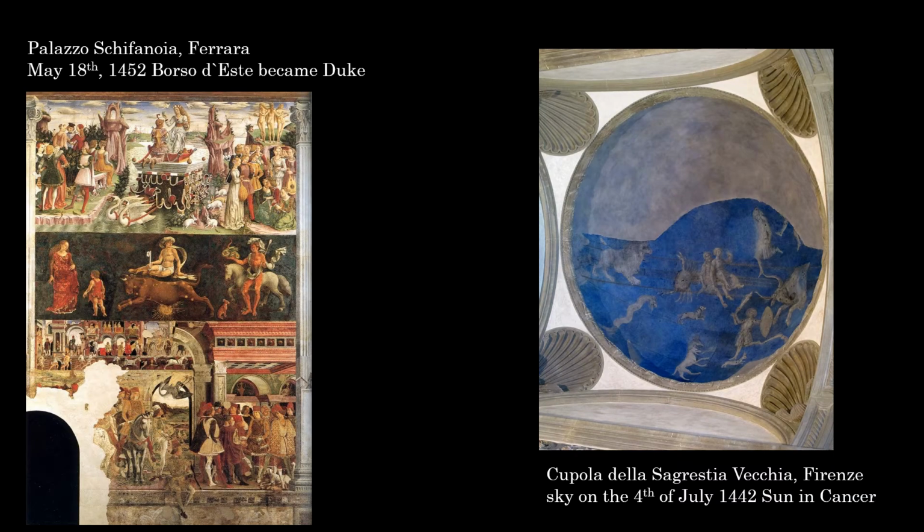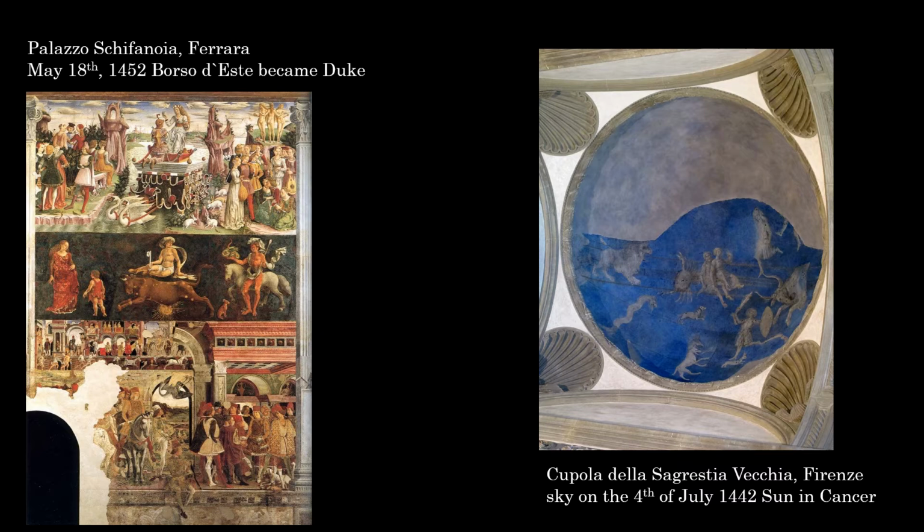Another interesting thing, talking again about the Renaissance, is that there was a trend to paint on the ceilings or the walls of particular places a certain description of the sky at a certain time, in order to gain the influence of the stars for a certain purpose.